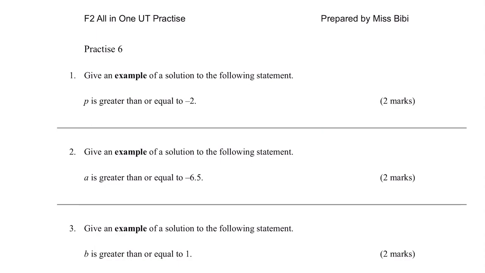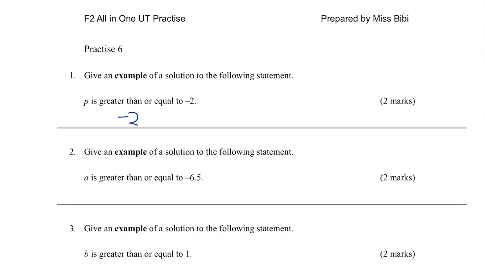Okay? So for example, the first question, you are given that P is greater than or equal to -2. Can P be -2? Yes, because there's an equal to. So your example could be directly that. Or you could give any other example that is greater than -2. What number is greater than -2?